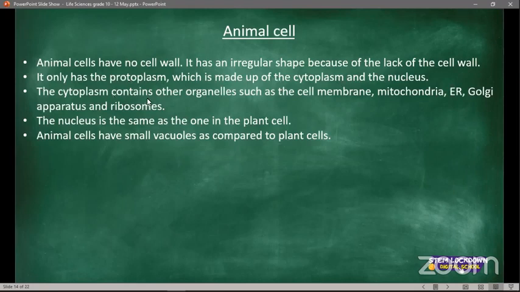Now the cytoplasm contains other organelles such as the cell membrane, the mitochondria, the ER, the Golgi apparatus, and the ribosomes, and many more. And the nucleus is the same as the one in the plant cell. So the nucleus is not that different from that of the plant cell. And as I mentioned, animal cells have small vacuoles as compared to plant cells. Remember, plant cells have a single, one large vacuole.